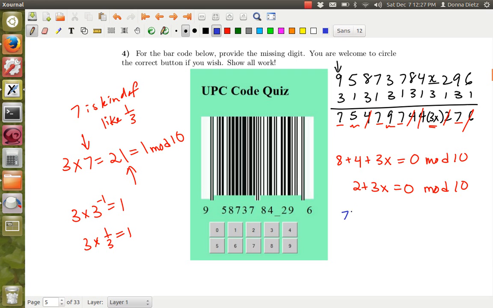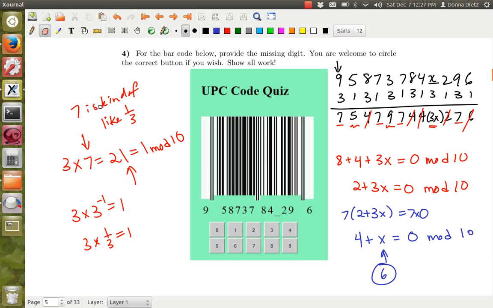Okay, so we go ahead and multiply both sides by 7, but 7 times 0 is still 0. Okay, so we distributively multiply, we get 14, keep the 4. Alright, now we're home free. Okay, so the x is just going to be 6.